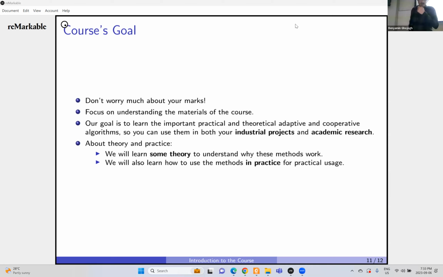And don't worry much about your marks. As I said, I'm a good grader. As long as you do your best and do all the tasks, if needed, I will curve the grade. Okay. This is my approach.